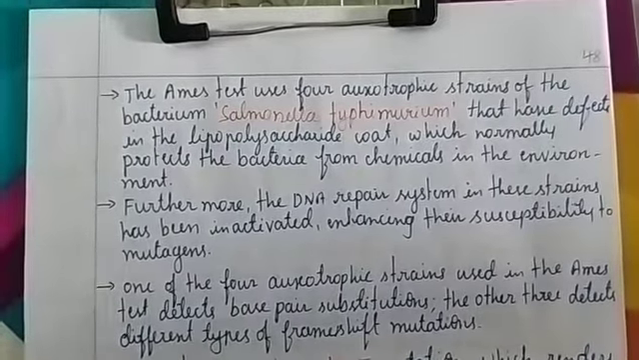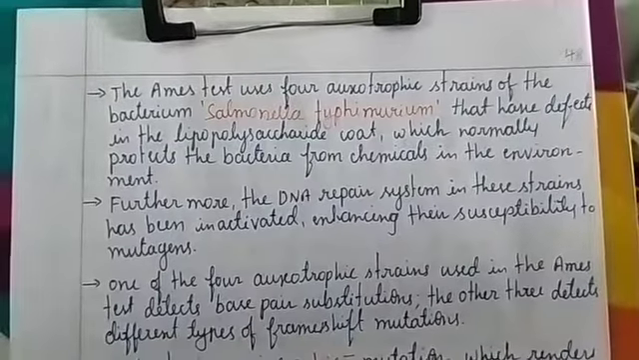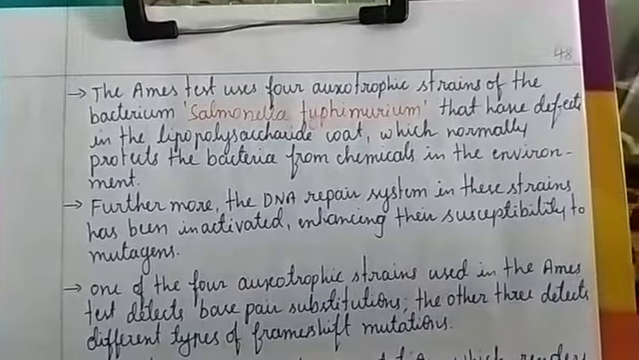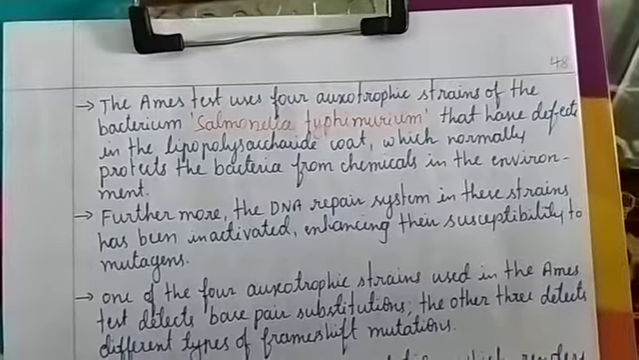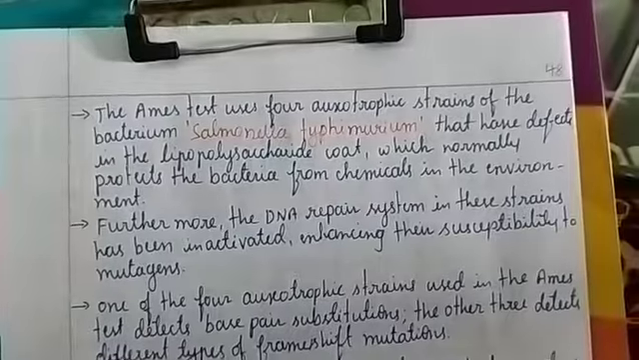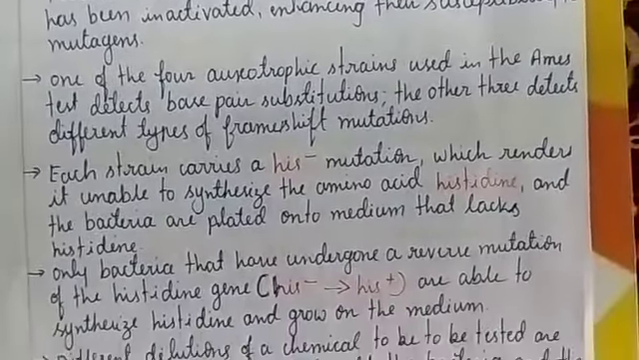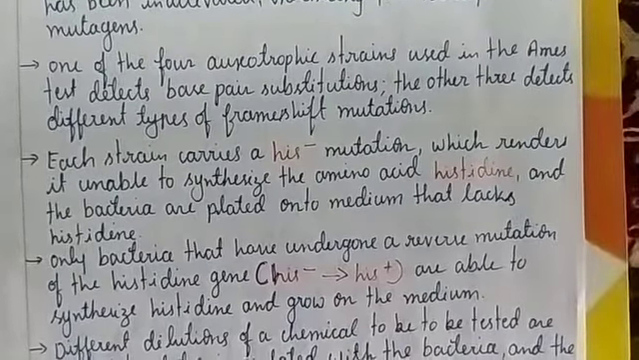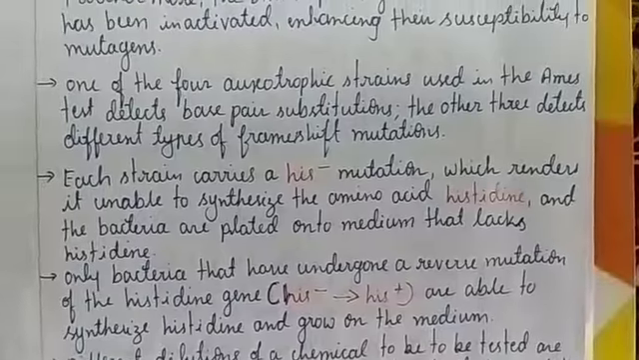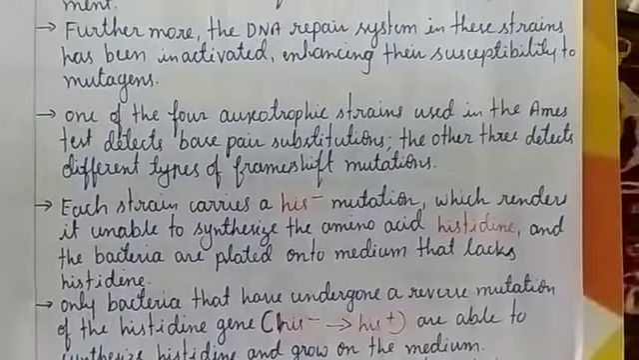Furthermore, if any DNA damage occurs in the bacteria, the DNA repair system in these strains has been inactivated, enhancing their susceptibility to the mutagens. One of the 4 auxotrophic strains used in the Ames test detects base pair substitutions. The other 3 detect different types of frame shift mutations.